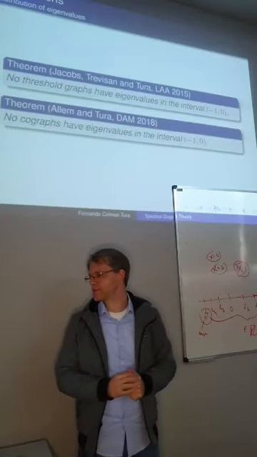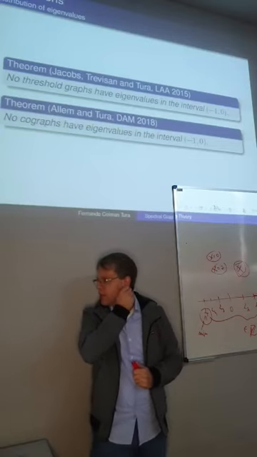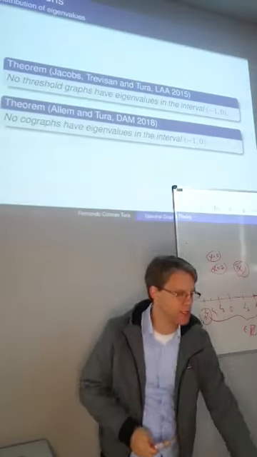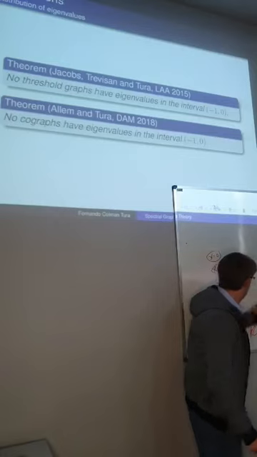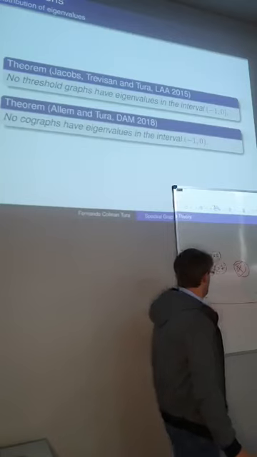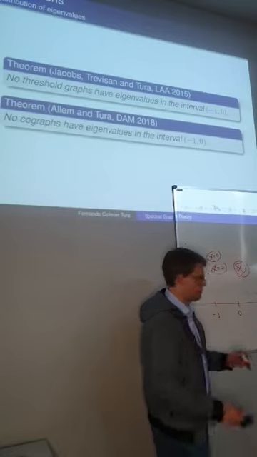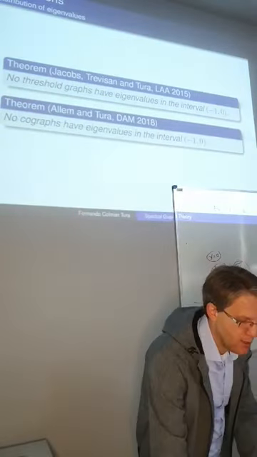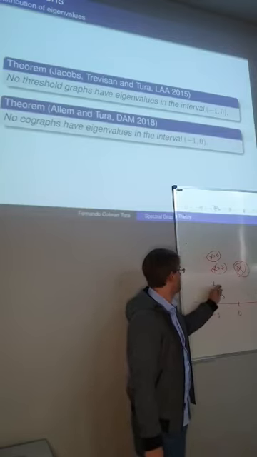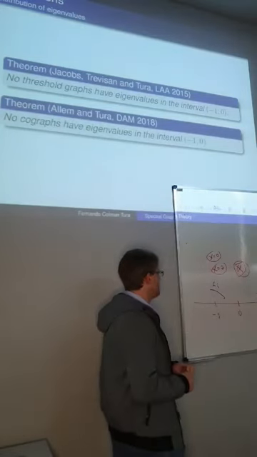We proved, Jacobs, Terzan, and me, in Linear Algebra 2015, that no threshold graphs have eigenvalues in the interval -1 and 0. Look, imagine here I have the interval 0, 1, and -1. We prove no threshold graph has an eigenvalue here. No. That's very interesting.